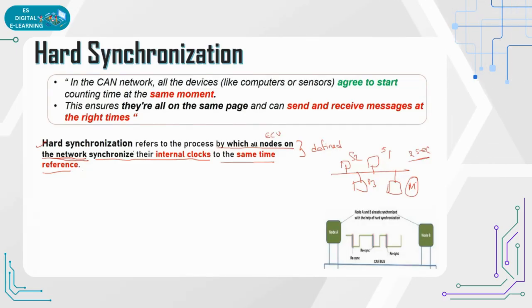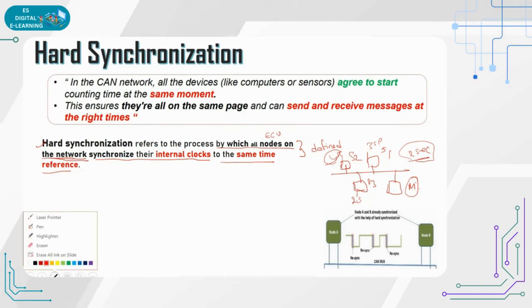Hard synchronization refers to the process by which all nodes on the network synchronize their internal clock, means it is an independent clock, right? So whatever the clocks you have, it will be there for the ECUs. It may be 2 seconds, 3 seconds, or 4 seconds. But whatever independent time you set, when the master is sending the data, all of them should set at 2 seconds of time. That is the hard synchronization.